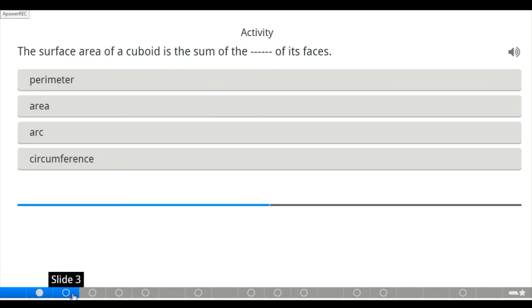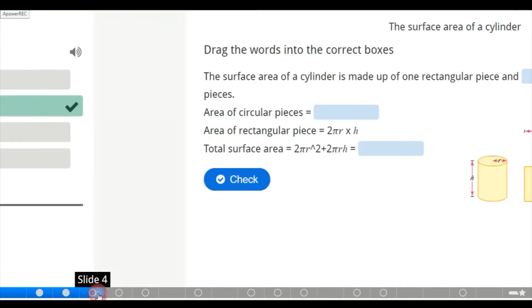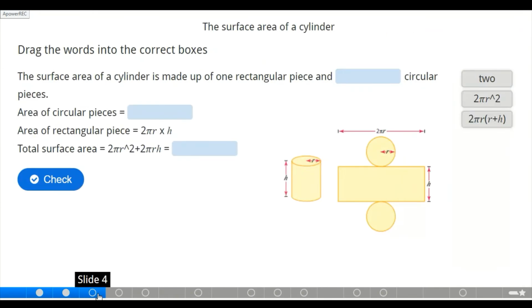Now we are to look at these activities based on what we said: the surface area of a cuboid is the sum of what? It is the sum of the area of its faces. Okay, now we want to look at the surface area of a cylinder.